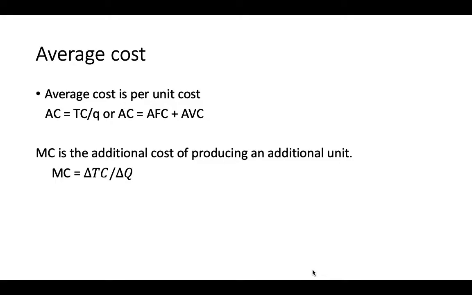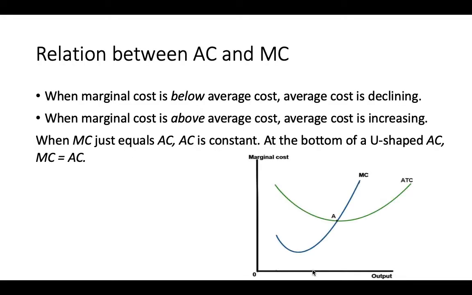Then comes the marginal cost, which is the additional cost of producing an additional unit of the same product. Mathematically speaking, change in total cost due to change in output is marginal cost, or difference between second and first value of total cost is marginal cost. Now, when we plot the marginal cost and average cost curve, marginal cost curve always intersects the average total cost curve from below at its minimum point, as you can see at this point A.